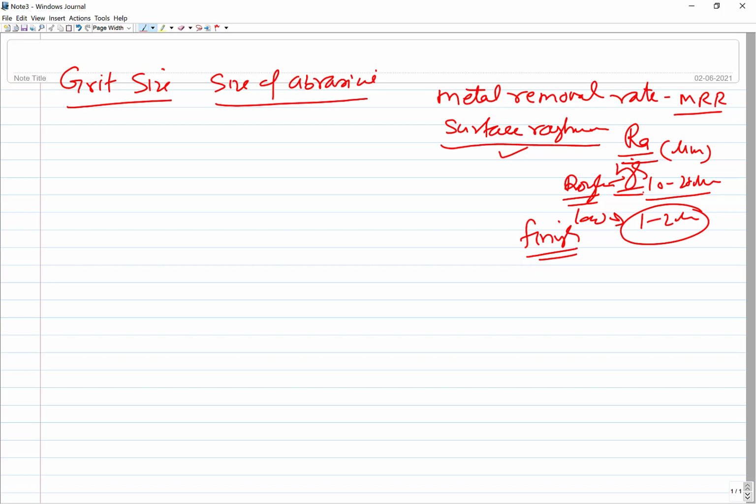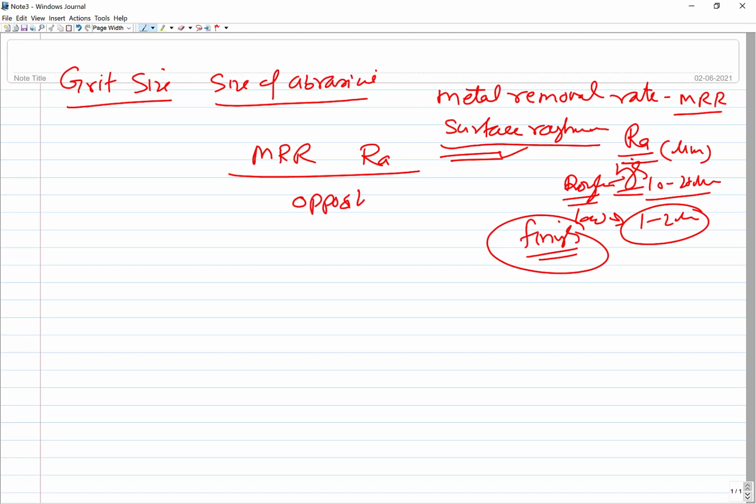High roughness means 10-20 micrometer. Low roughness means 1 to 2 micrometer or 0.1 micrometer, like that. So that we call a finish, otherwise it is rough. So we quantify the surface roughness, usually in terms of Ra, and MRR. These two most of the time move opposite. These are opposite in nature.